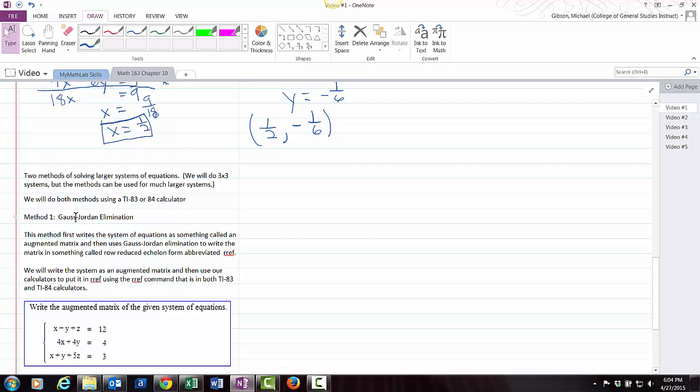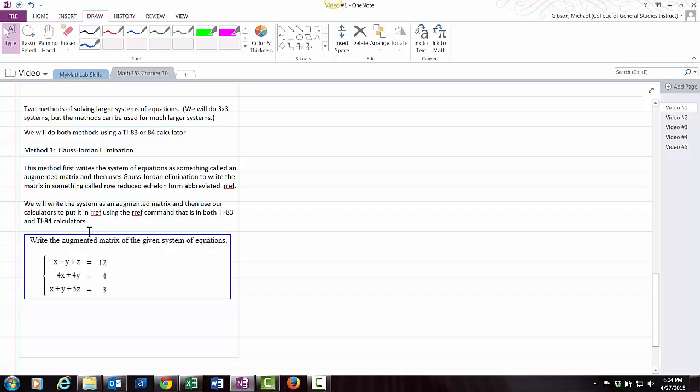The first method is called Gauss-Jordan elimination. All right. So this method uses something called an augmented matrix, and then Gauss-Jordan elimination to rewrite the matrix in something called row reduced echelon form, abbreviated RREF. So we will write the system as an augmented matrix, right, there's that term again, and then use our calculators to put it in this row reduced echelon form. The calculator has a command that's literally RREF.